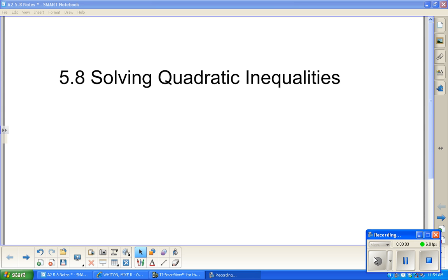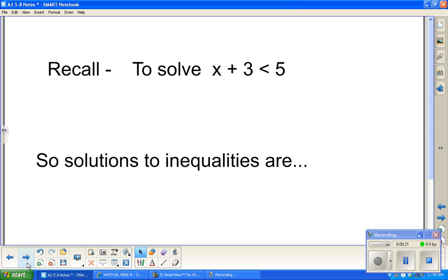Okay, so 5.8 quadratic inequalities. I want to kind of refer it back to simpler inequalities, what you guys did in Algebra 1 and stuff, so we can remember how that worked and see how it fits into this new stuff. So how would you solve a little inequality like that?